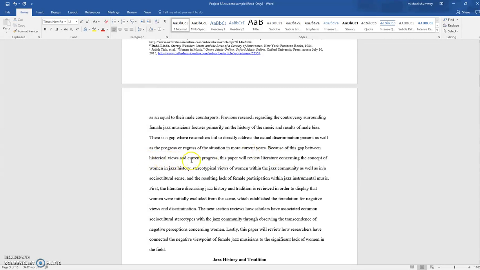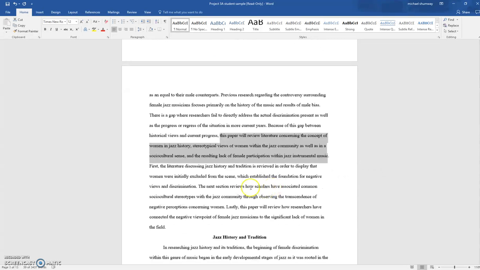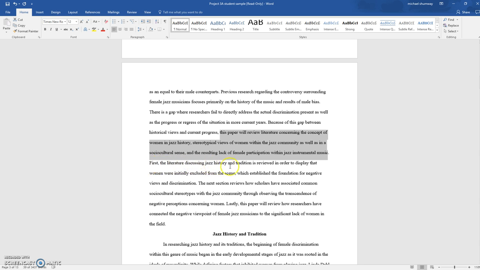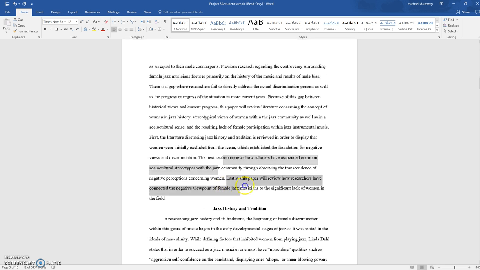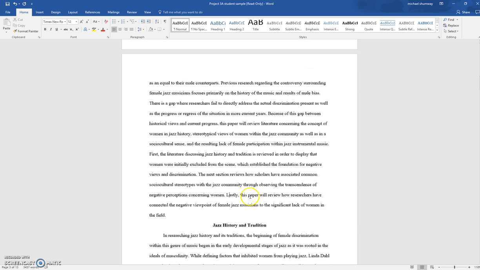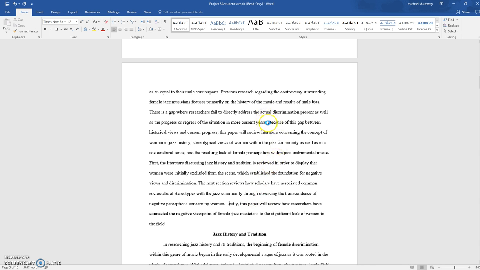Because of this gap between historical views and current progress, this paper will review literature concerning the concept of women in jazz history, stereotypical views of women within the jazz community, as well as its sociocultural sense, and the resulting lack of female participation within jazz music. First, literature discussing jazz history and tradition is reviewed. The next section reviews how scholars have associated common stereotypes, and lastly, this paper will review how researchers have connected the field. So let's just do this real quick.